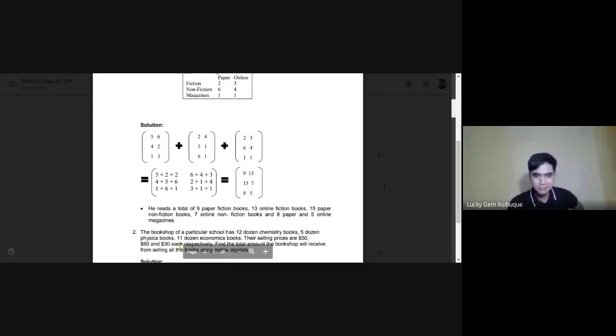Okay? So, magkakaroon tayo ng conclusion. He reads 9 paper fiction books. Kasi 'di ba, yung first column ay book siya. Okay? Paper. Under ng yung first row naman kanina ay fiction siya. Kaya 9. 9 paper fiction books. Tapos yung 30 naman, under naman siya ng online, tapos under din siya ng row. Okay? So, ganoon lang guys. Madali lang, di ba, yung addition. Ito lang ba?